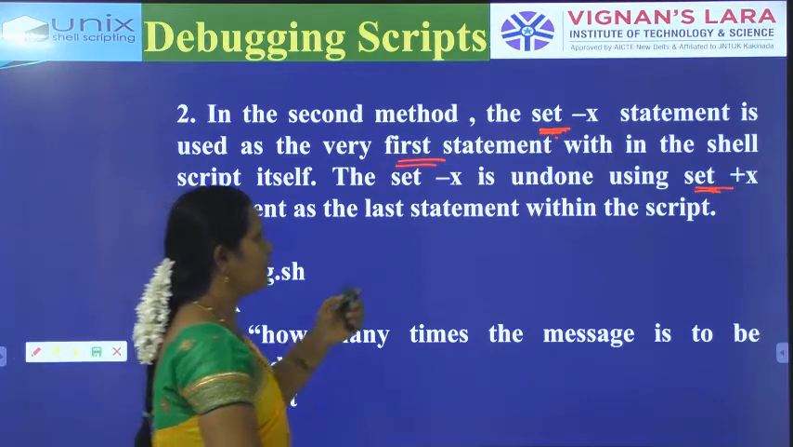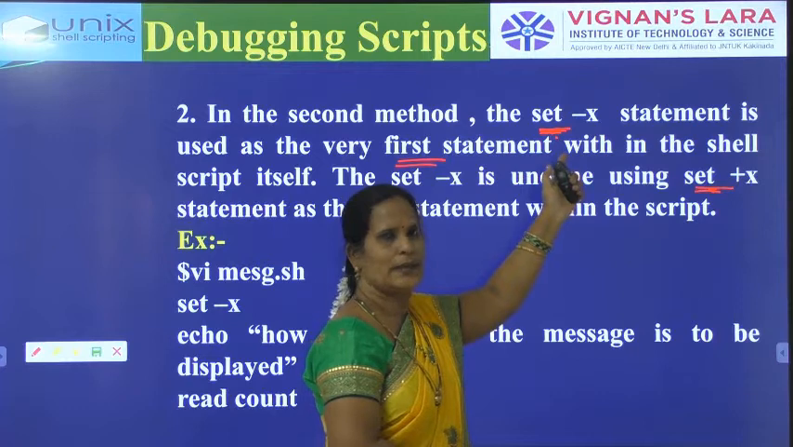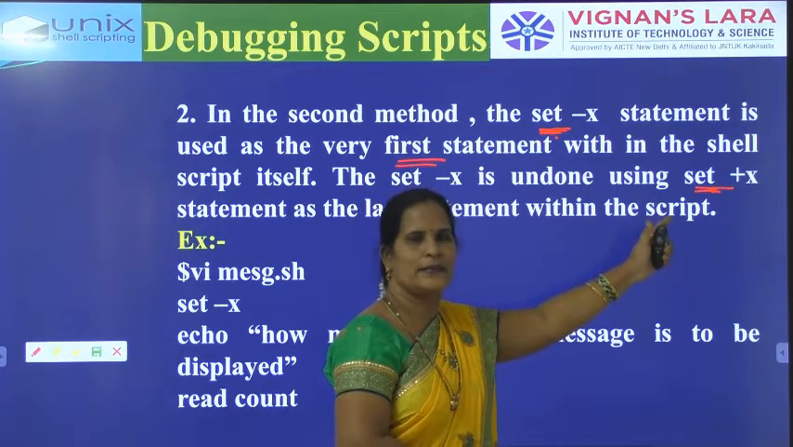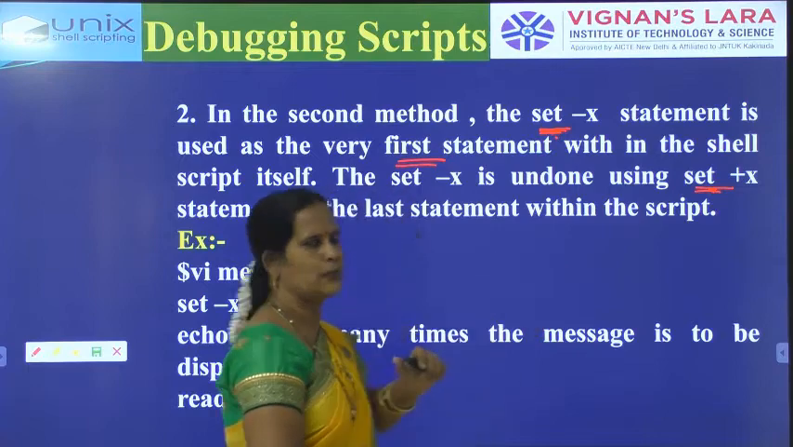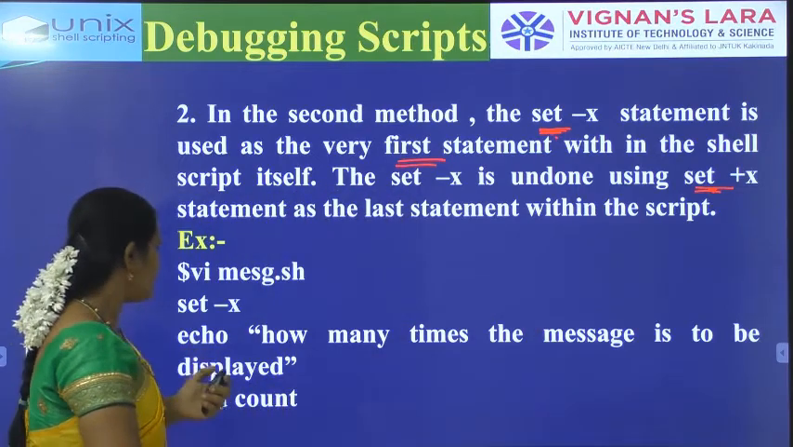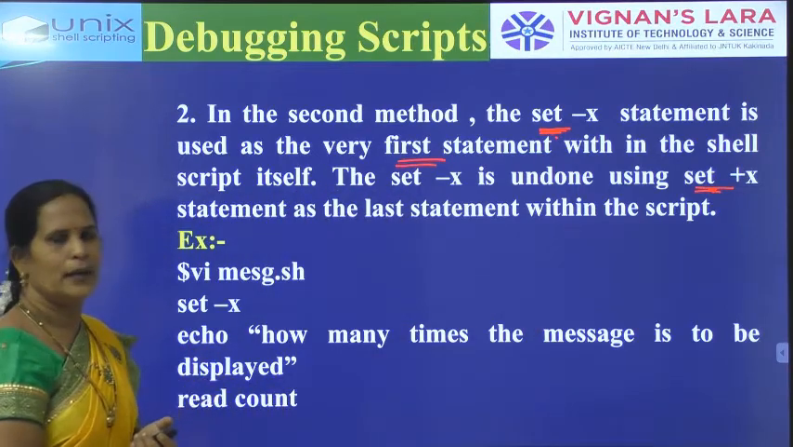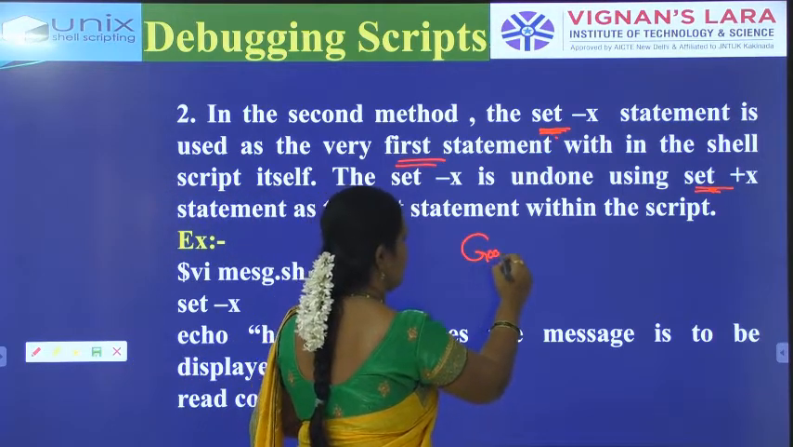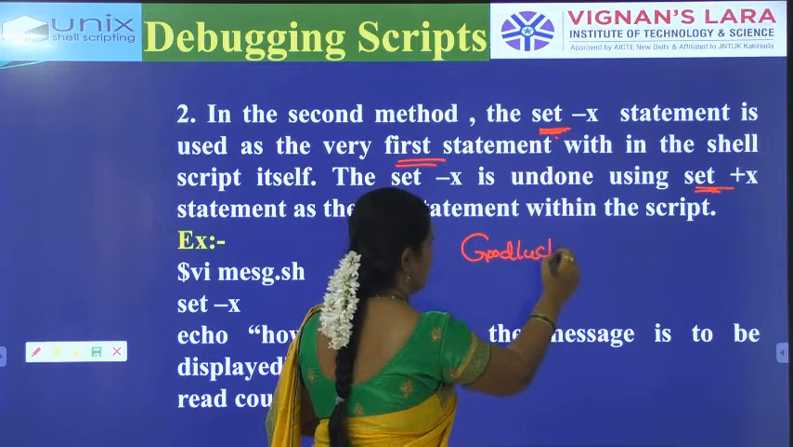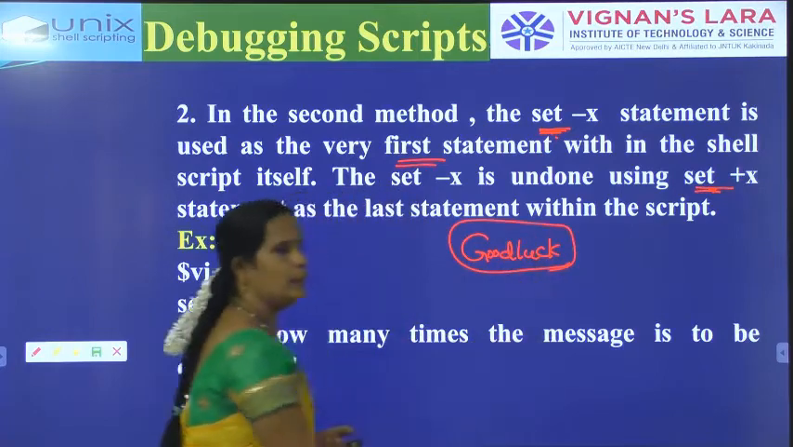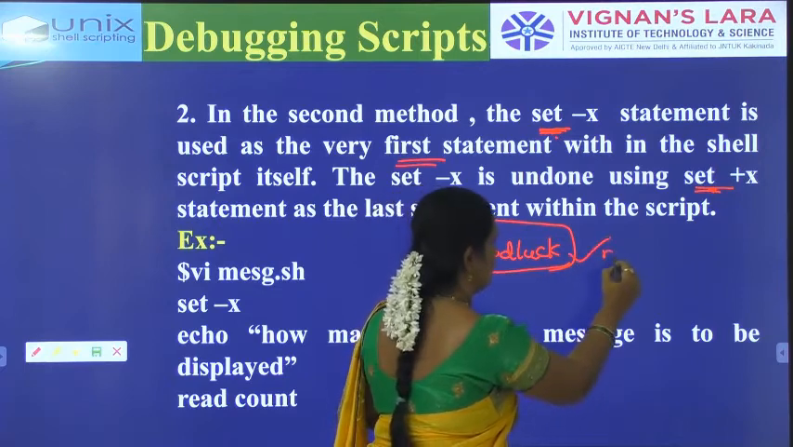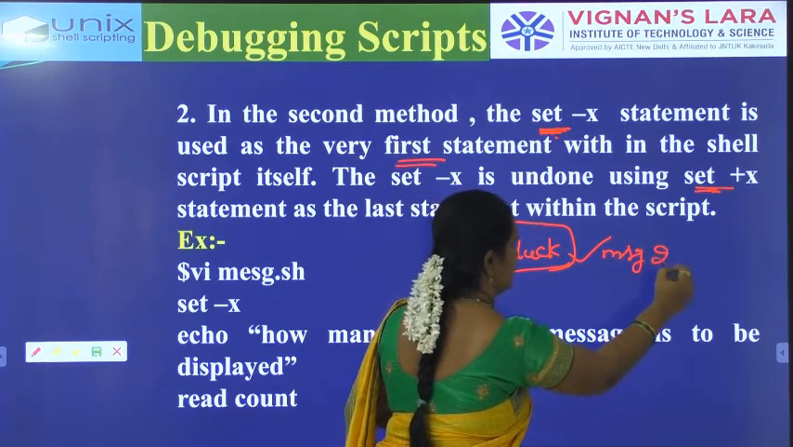Here I am specifying set space -x in the first line of the shell script and set space +x in the last line of the shell script. Observe, it is simple. Here I want to print the message good luck 2 times. This is my program. I want to print the good luck message 2 times.